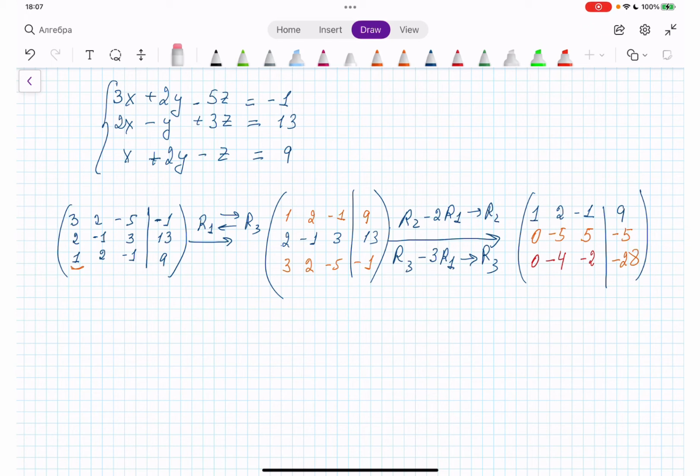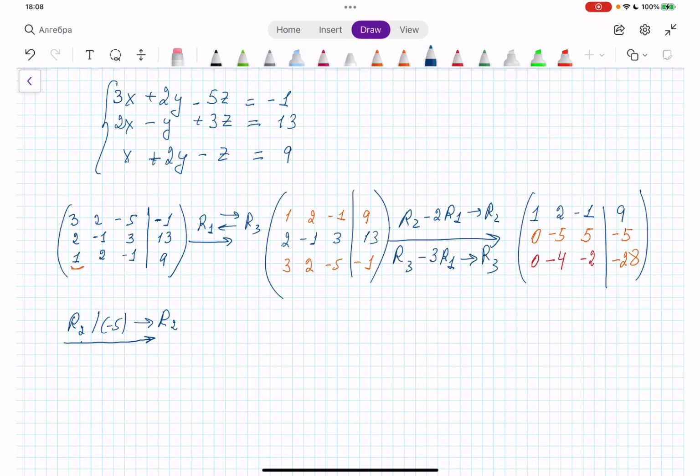So, what am I going to do here? I'm going to cover two operations at the same time, because they are not related anyhow. Second line, I can divide by -5, because I want to get rid of the negative sign. So R2 divided by -5, and write it down in R2, of course.